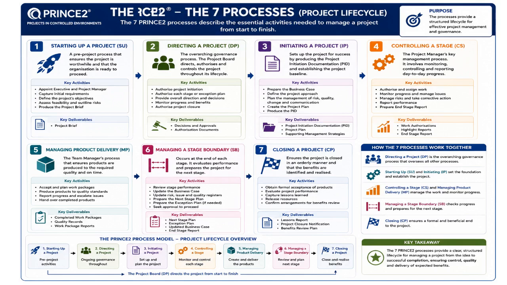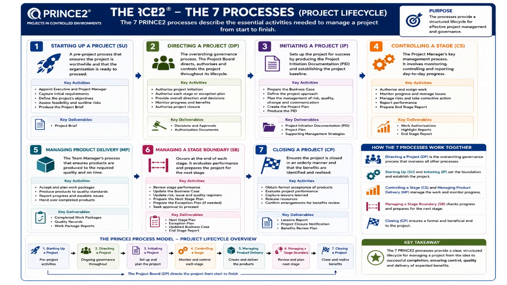The sixth process is managing a stage boundary, abbreviated as SB. This occurs at the end of each management stage. The purpose is to review stage performance, update the business case, assess risks and issues, prepare the next stage plan, and seek approval from the project board to continue. This stage gate approach improves governance, visibility, and strategic control because the organization can reassess whether the project should proceed, change direction, or stop entirely.